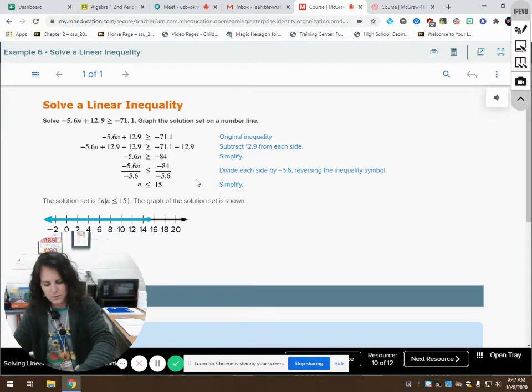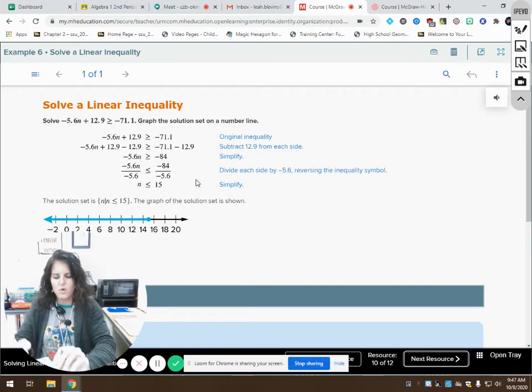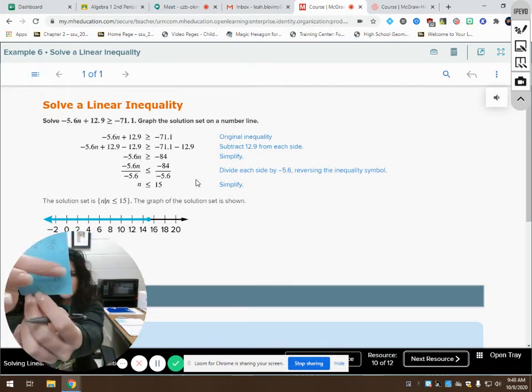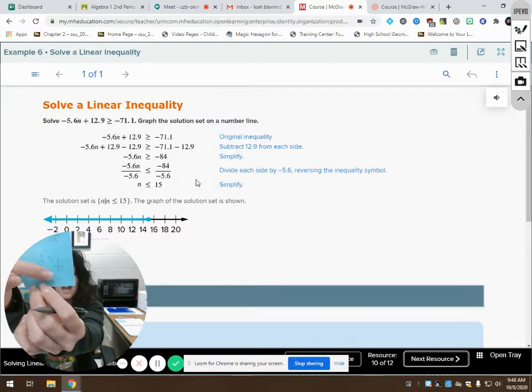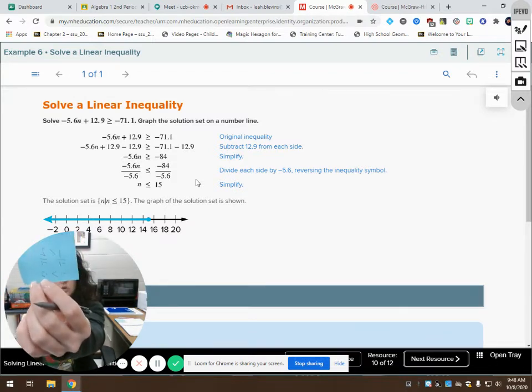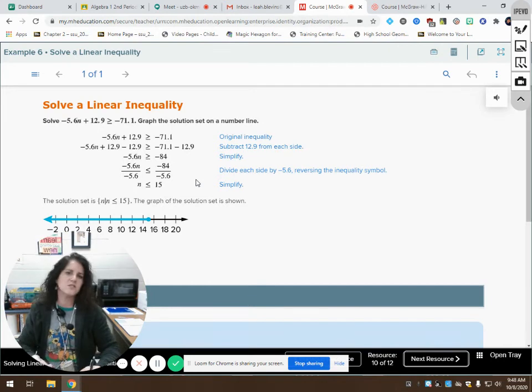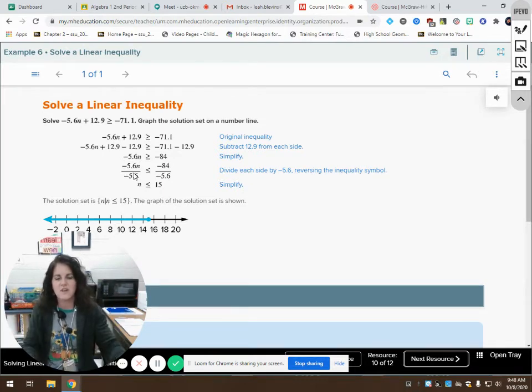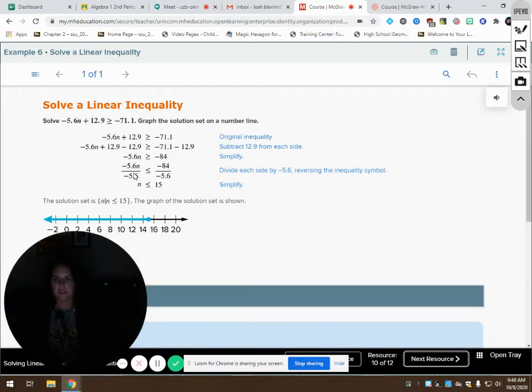Think about owing people money. I'd rather owe somebody $1 than owe them 2. Negative 1 is the bigger number. So look what happened to my inequality symbol. When I divided both sides by a negative, I had to flip the symbol to have a true statement. Negative 1 is greater than negative 2. So remember that rule. Don't forget that. I always call it the golden rule of inequalities. When I divide both sides by a negative number, I've got to flip that symbol.